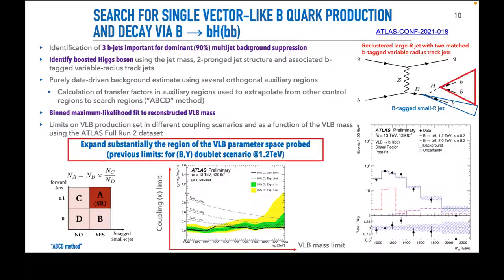this time. So this vector-like bottom quark decays to a B quark and a boosted Higgs boson, which decays then to B quarks. So this has three B quarks in the final state. They identify the boosted Higgs boson using a cut-based approach and the associated B-tag variable radius track jets in the larger jet. They use a purely data-driven background estimate to constrain the dominant multi-jet background.